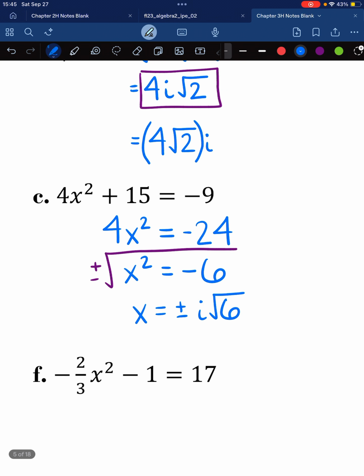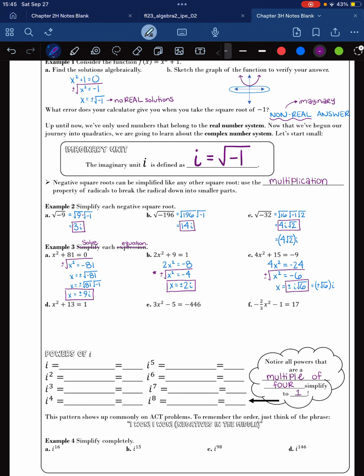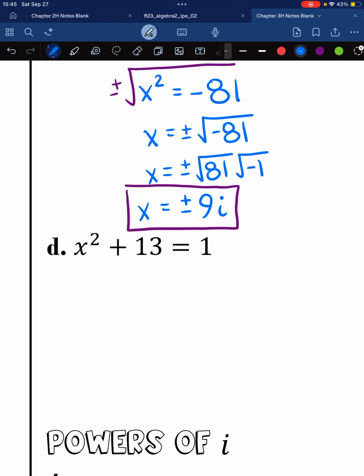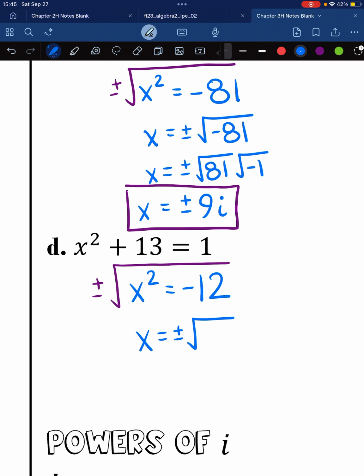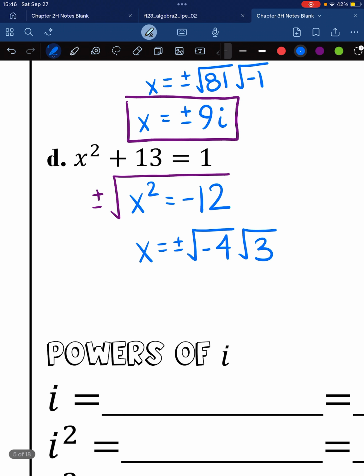Alrighty, I know the square root of 6 is not going to simplify, but we can pull out that imaginary part. And remember, if we wanted to, we could put the coefficient in front, but I just want to include parentheses for that clear communication piece. Okay, on D, we're going to subtract 13 from both sides. Positive or negative square root. Okay, I don't want to simplify too much in my head because again, that's where I make mistakes, but I am going to go ahead and split that up.